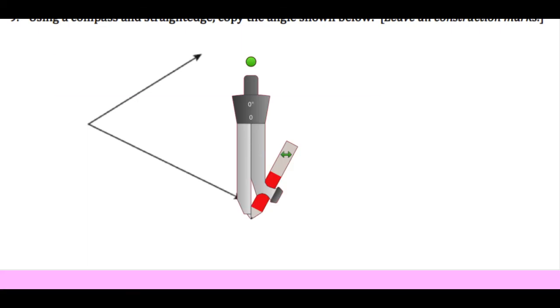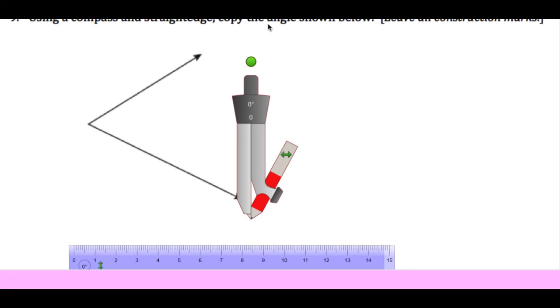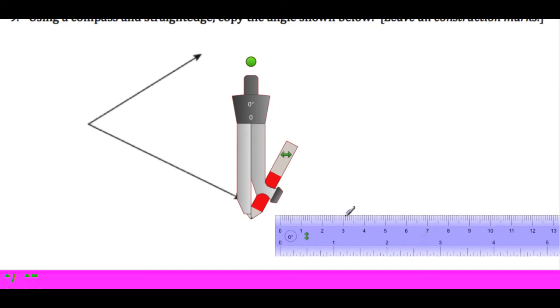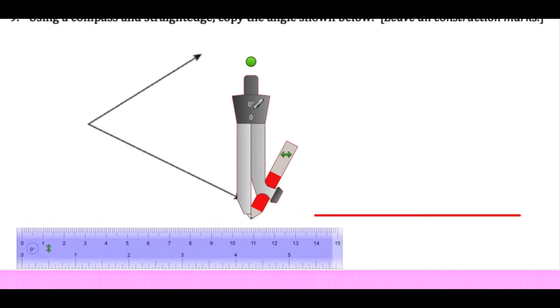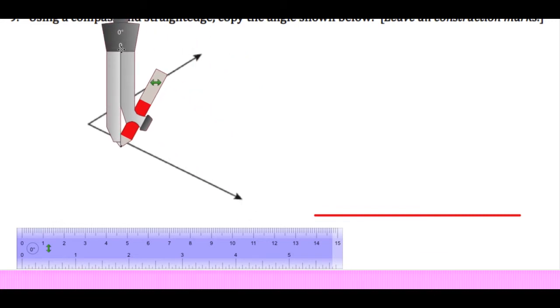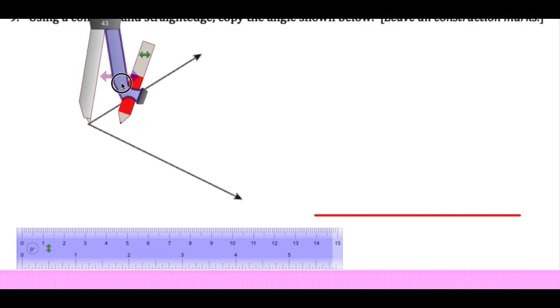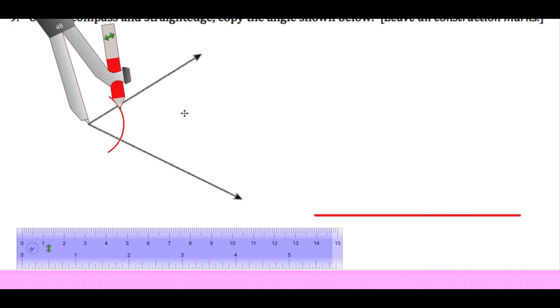Using a compass and straight edge, once again, right over here, compass and a straight edge. They want us to copy the angle. So how are you going to copy the angle? First, draw a line segment. And then, we can bring this one up and open it up and make an arc from the vertex of the angle.